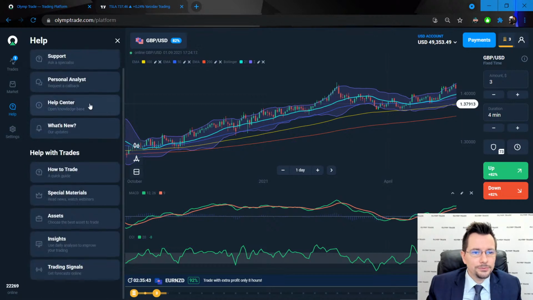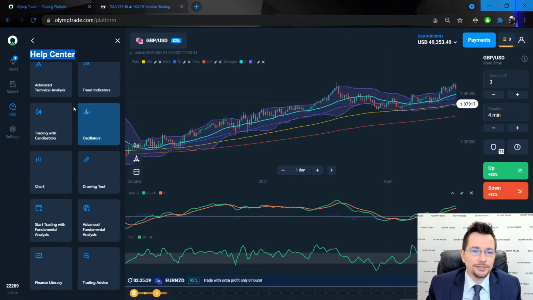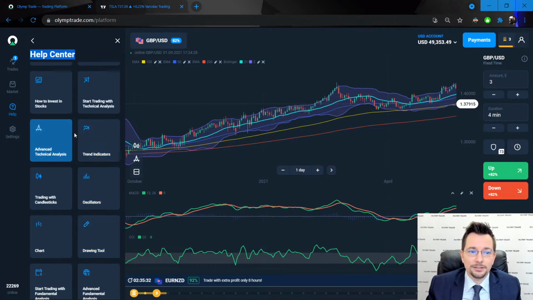Not special materials. Where is it? Help Center. Here it is. In the Help Center, guys, keep in mind this is what it's called. Like you see, it takes some time to find. Help Center allows you to see a lot of guides pertaining to trend indicators, technical analysis.